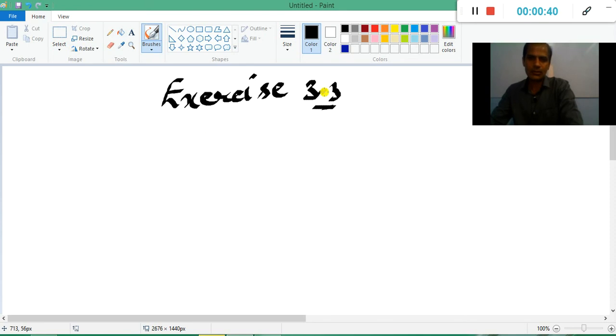Decimal means there is a decimal point between an integer and a fraction part. For example, this is exercise 3.3. This is also a decimal number, 3.3. So whenever you say a number like 5.2, this dot is called the decimal. It separates the integer and fraction part.